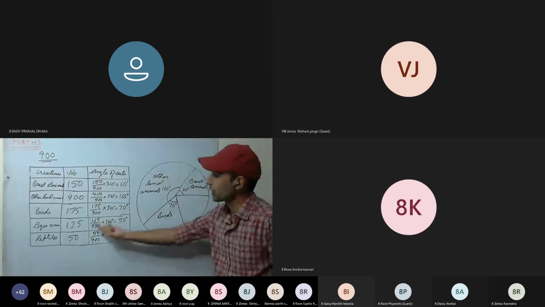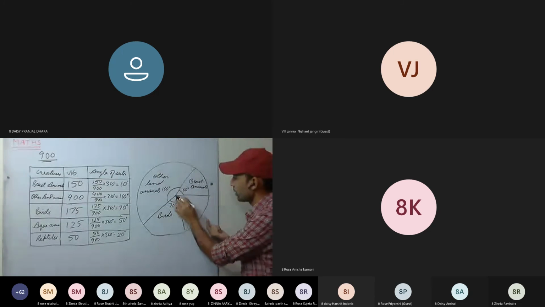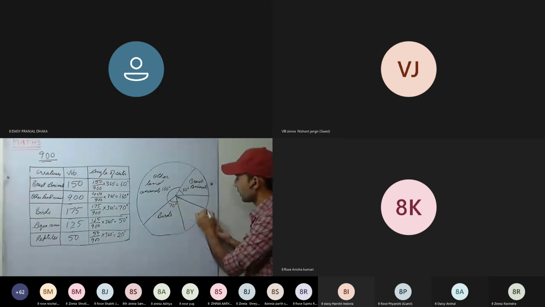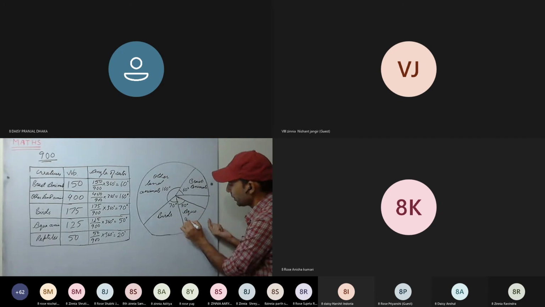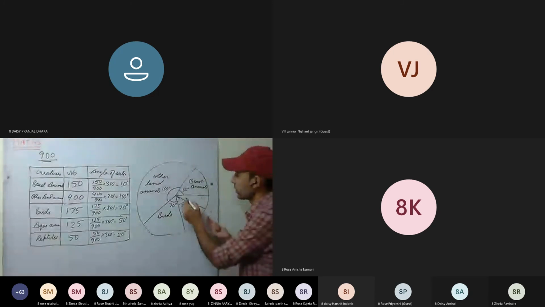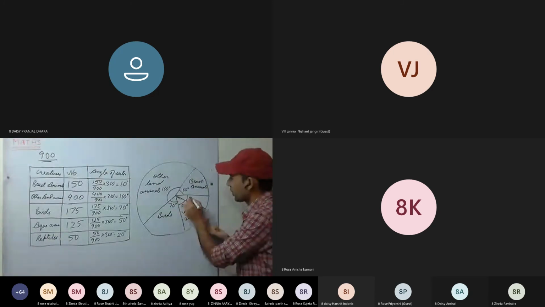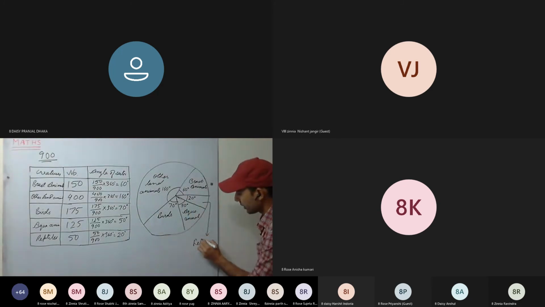Okay, now see the next one. Aquatic animals, 50 degrees. This is our 50 degrees, aquatic animals. Now the remaining is 20 degrees. You can check as well whether it is 20 degrees or not. Now if there is no space, we can put an arrow and write reptiles.